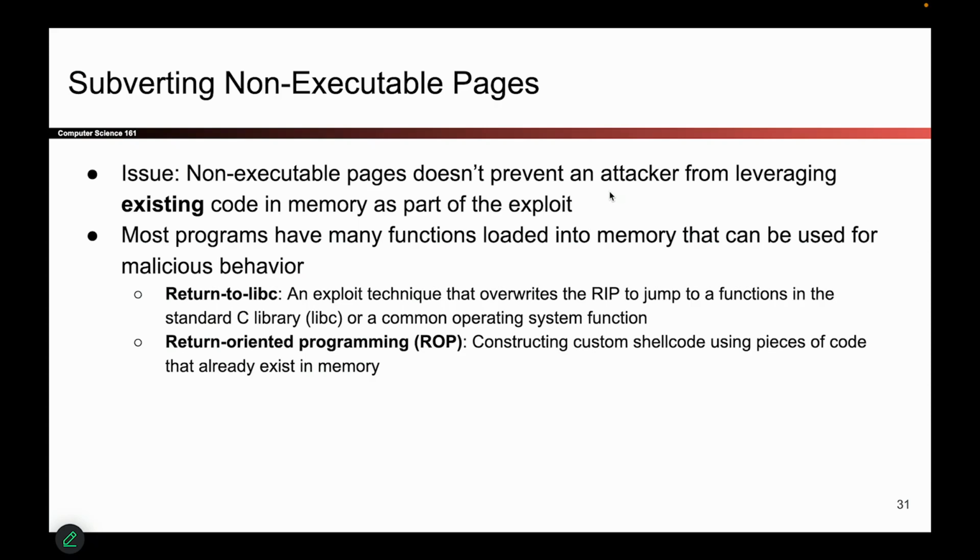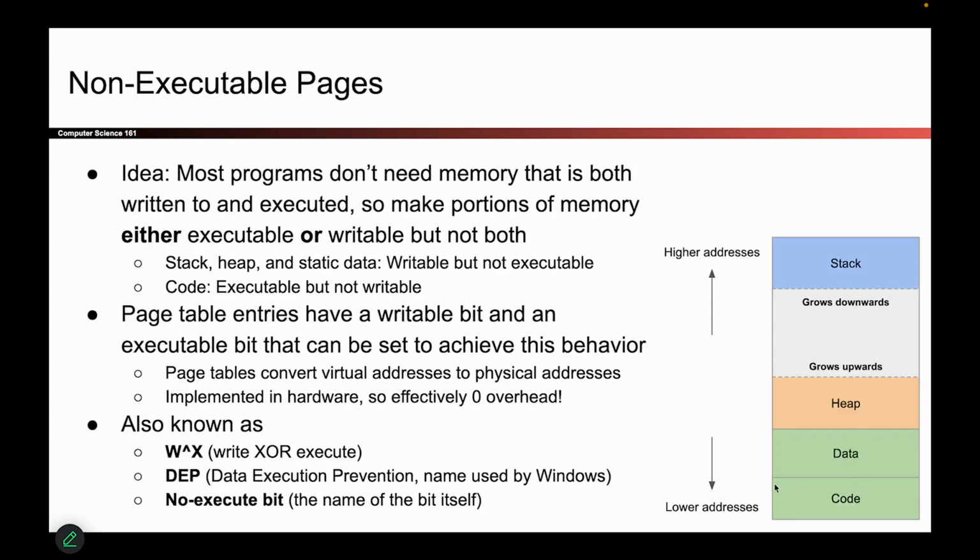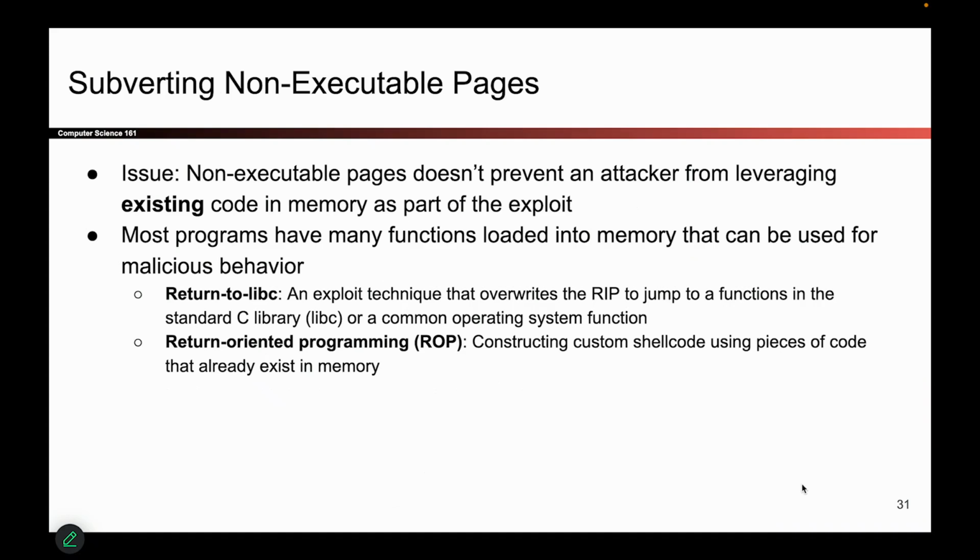In particular, what if the attacker uses code that's already there? If you already have code sitting in memory, that code's going to be executable. So for example, if you look back here, all the code down here is already executable. So maybe the attacker cannot execute code that they inject themselves, but they could still try and execute code that's already living in memory at a place that's marked executable.